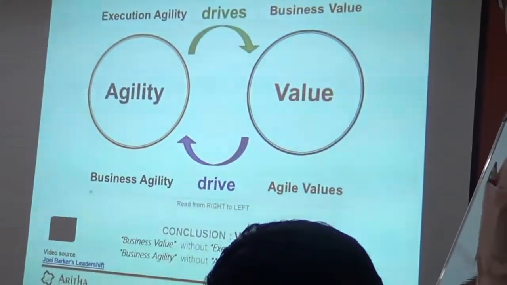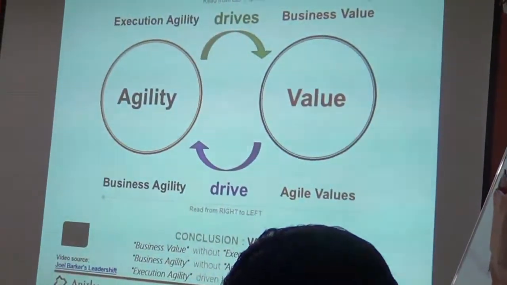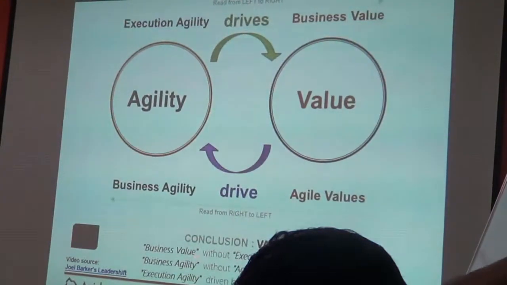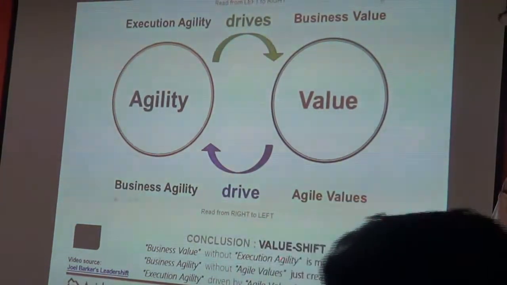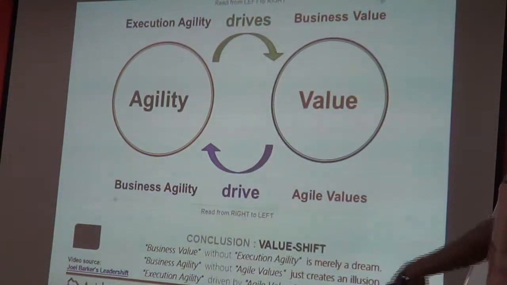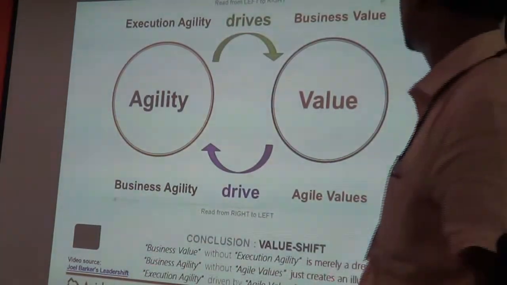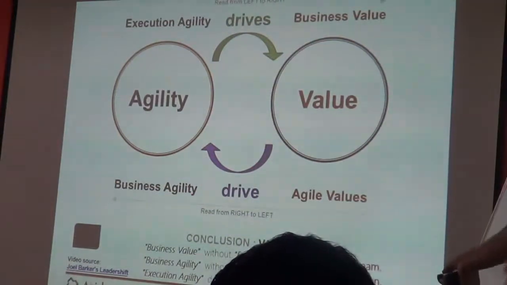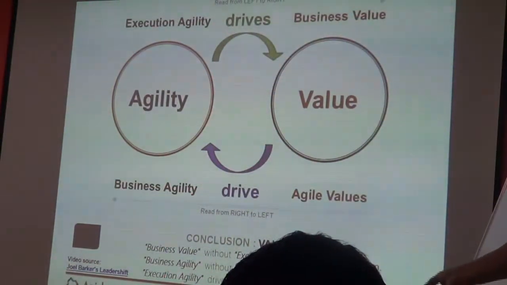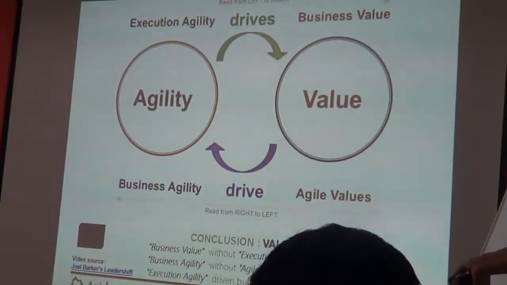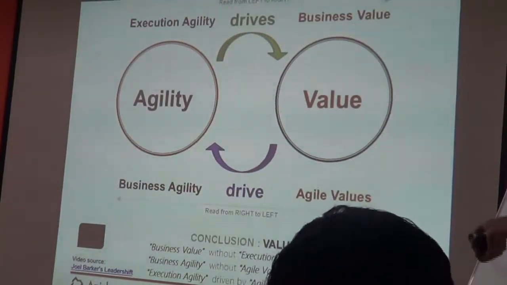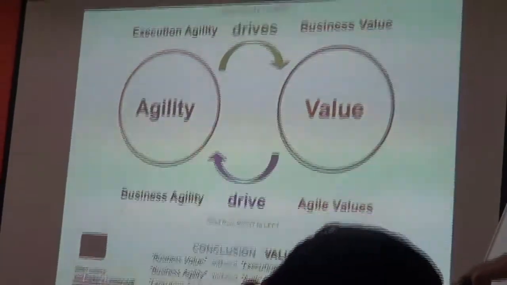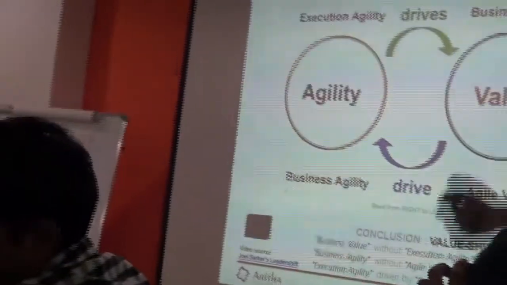I'll just use that pattern of Joel Barker. These are the ones. Business value without execution agility is merely a dream. You can never realize business value without execution agility, especially at the leadership roles. Business agility, talking about this, without agile values. If you're not driven by the core agile values, it just creates an illusion that we are actually trying to.